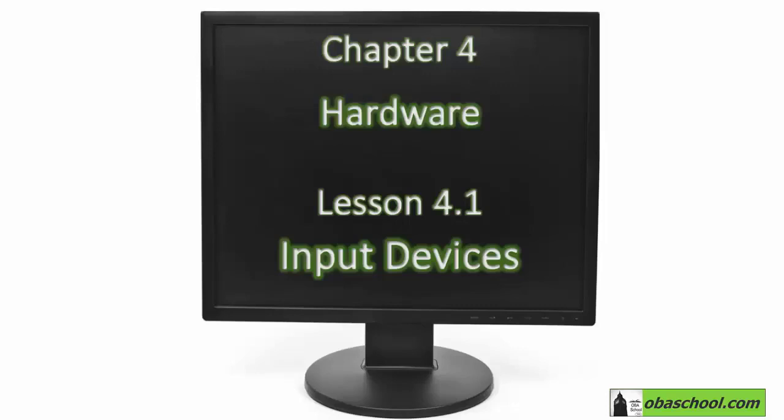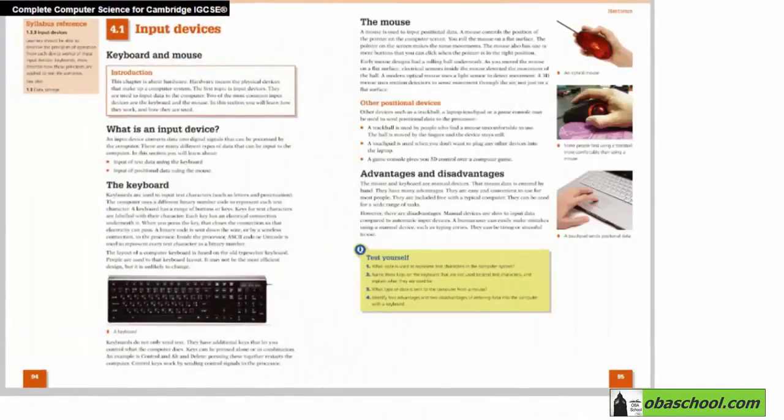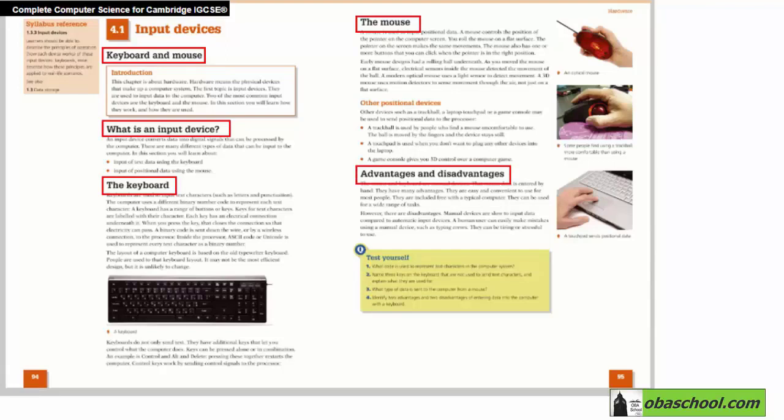Chapter 4, Hardware, Lesson 4.1, Input Devices. In this lesson, we are going to talk about the input devices such as keyboard and mouse. What is an input device? The keyboard, the mouse, and the advantages and disadvantages of each. This information is on pages 94 and 95.